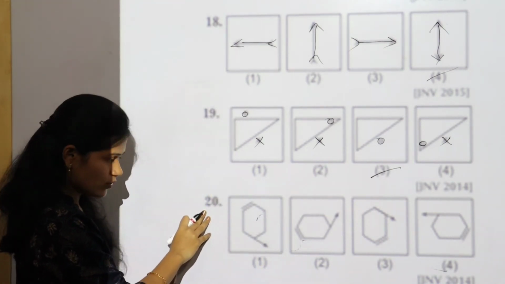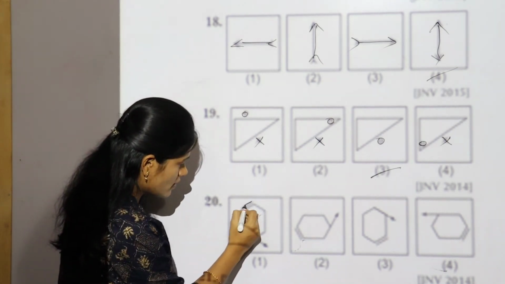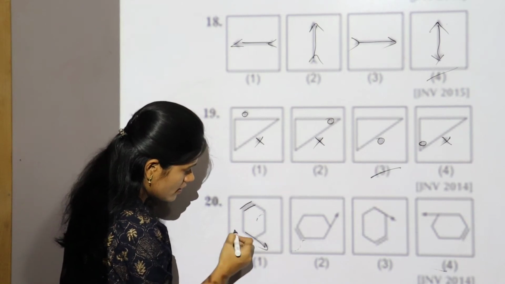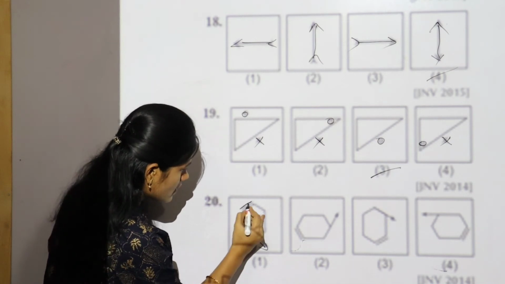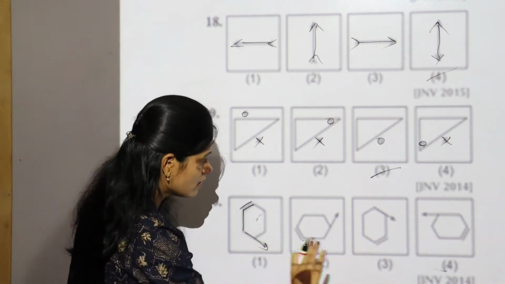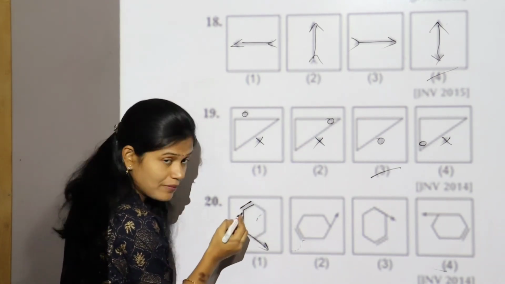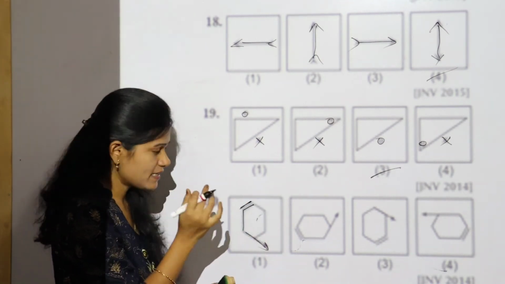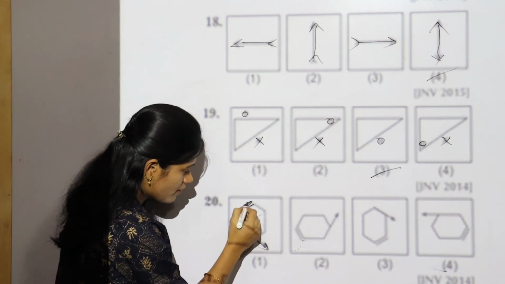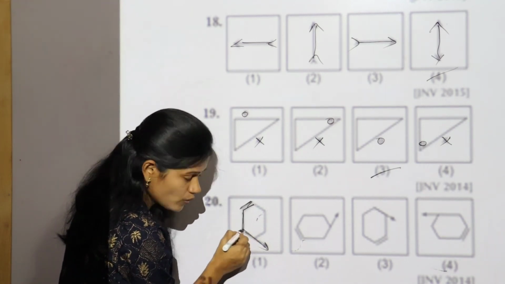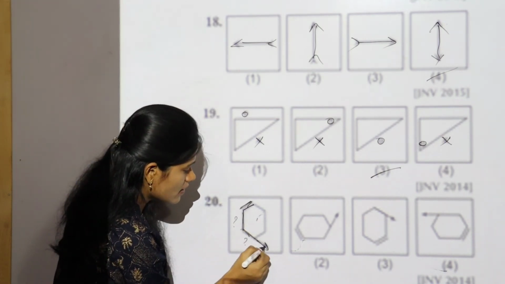Let's take 20th question. In the 20th, they have given one hexagon and one design, one line, this arrow mark. See, all the boxes have a hexagon and this simple line, one arrow mark. See here, I am checking in anti-clockwise direction starting from this line in all the boxes. If I check from there, the two sides are empty. Here also empty, here also empty. At the corner of the second, there is an arrow mark.